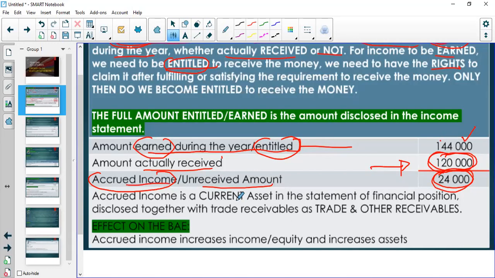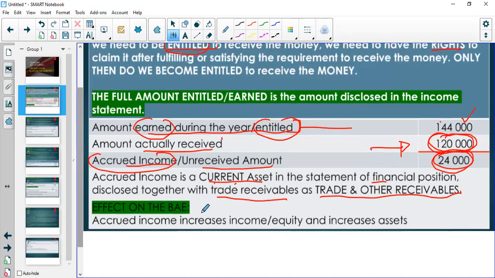And accrued income is a current asset in the statement of financial position. When you disclose it in the statement of financial position, you do not disclose it as accrued income, but together with trade receivables. You combine them. It becomes trade and other receivables. So the effect on the basic accounting equation is that we have increased our income. We had recorded 120 as income, and we've added an extra 24,000. So our equity increases, and our assets, our receivables, also increase.